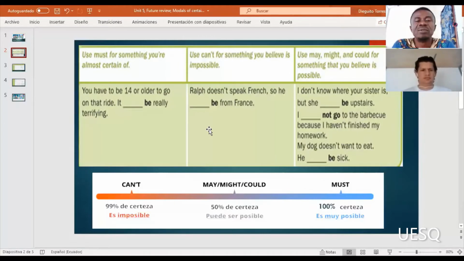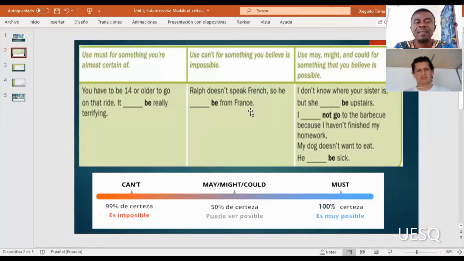Now, if you go to the next column, the instruction at the top, with a white color, is use can't for something you believe is impossible. Okay, that is the instruction. So here we're talking about the negative. For example, Ralph doesn't speak French, so he can't be from France.